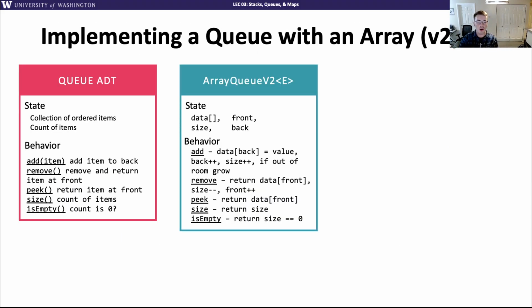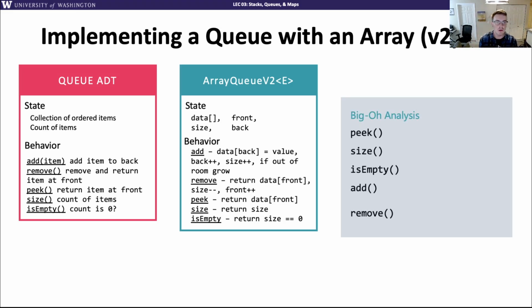And so here is our better implementation of a queue with an array, where it doesn't just keep track of data and size, but it keeps track of front and back. And it does this circular array trick where it keeps track of the queue between front and back, allowing back to wrap around to the beginning of the array.